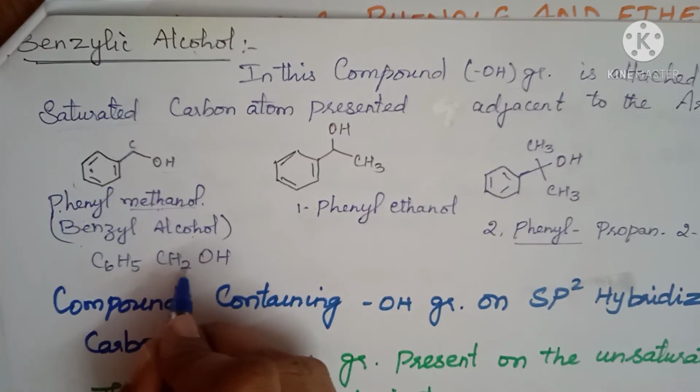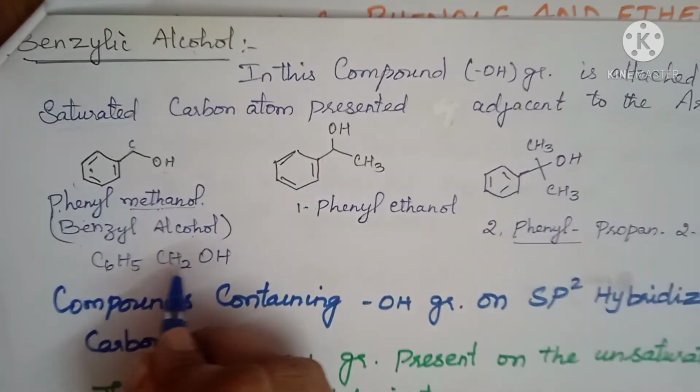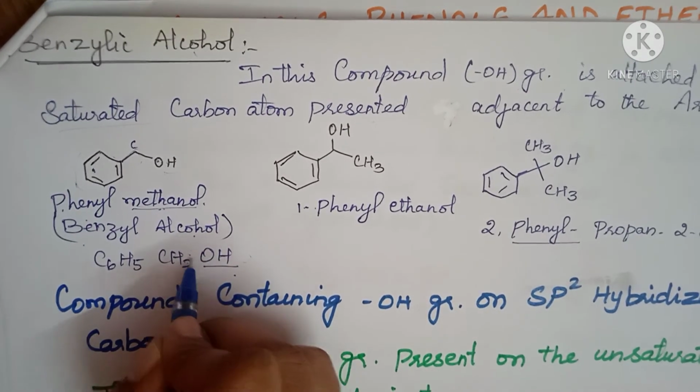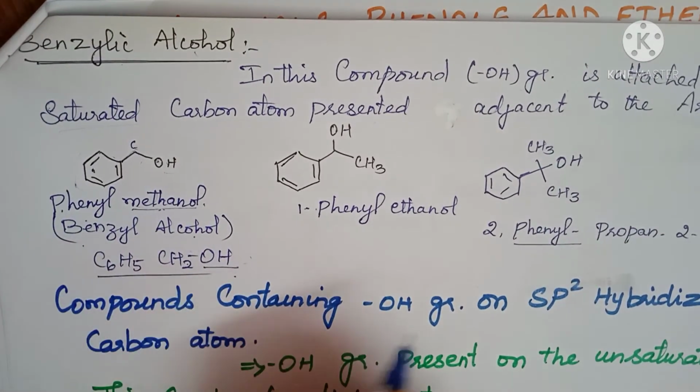C6H5CH2OH. See here, CH3OH is methyl alcohol. From that, one hydrogen has been removed and replaced with the OH group. Hope you got it. This is benzyl alcohol.